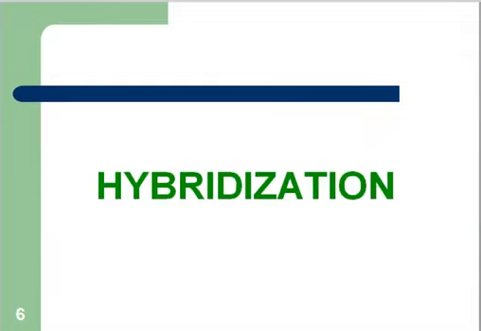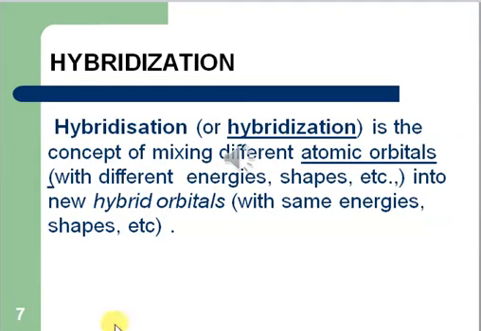Now let's consider another concept which is important in organic chemistry, and this concept is hybridization. What do we mean by hybridization? Hybridization is a concept in which we assume that we mix different atomic orbitals. Each of these atomic orbitals has different energies, different shapes, etc. And when these different atomic orbitals are mixed, they result in the formation of new hybrid orbitals.